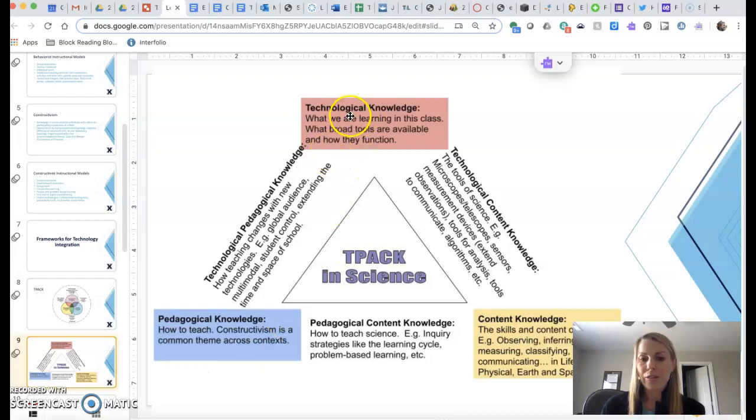So let's look at the cross between technological knowledge and pedagogical. So how are we teaching with the technologies? So we think about the fact that we can have a global audience in order to help students construct knowledge, right? So now we can create websites, we can have pen pals across the world, and we can share that knowledge that we're learning in science with them using the tools that we have.